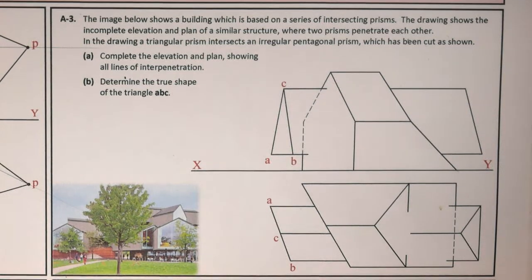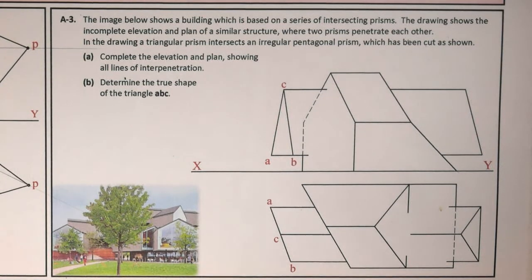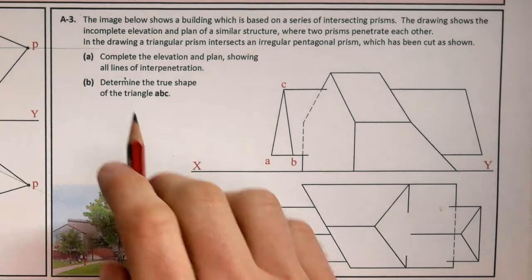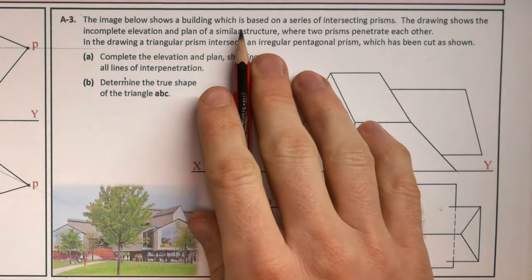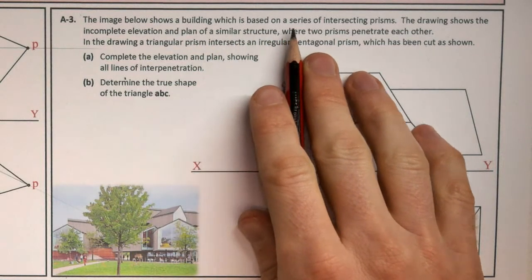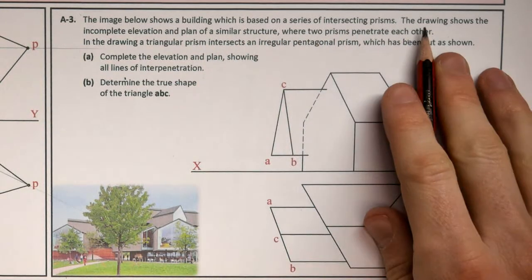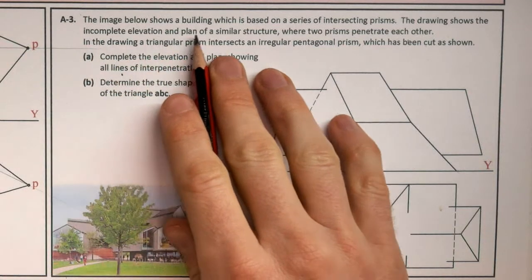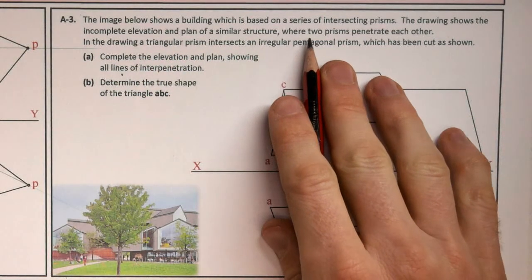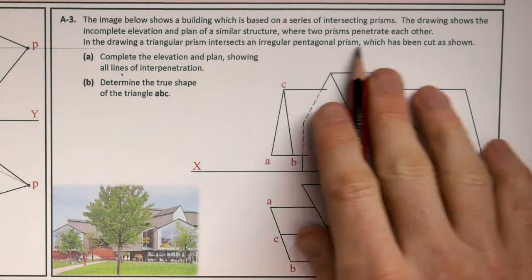Welcome to 2019, question A3. This is an intersecting solids or interpenetration question. So the image below shows a building which is based on a series of intersecting prisms. The drawing shows an incomplete elevation and plan of a similar structure where two prisms penetrate each other.